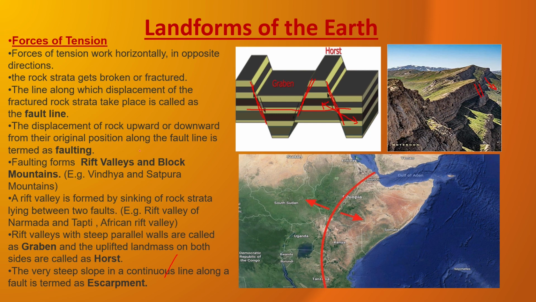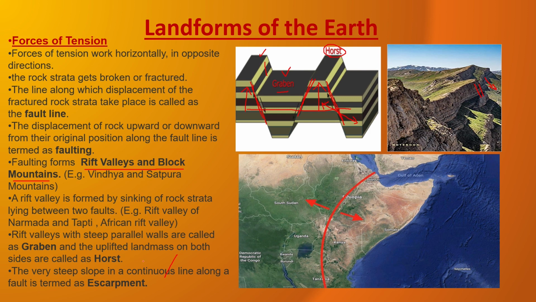It is called faulting. Faulting forms rift valley and block mountain. Wherever you get block mountain, you will get rift valley if the valley is in between two blocks, like upward movement of the blocks. Here we are getting two block mountains and in between we are getting the rift valley. If it is tremendously steep, then this rift valley is called graben, and the blocks are called horst. Here we are having two horsts over here.